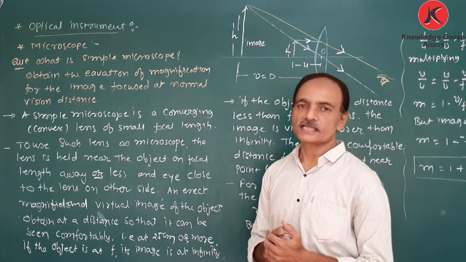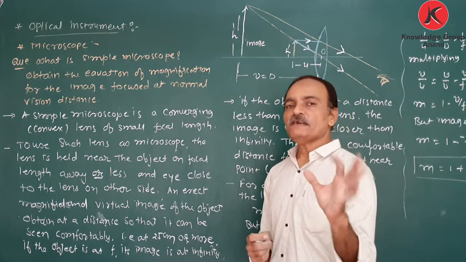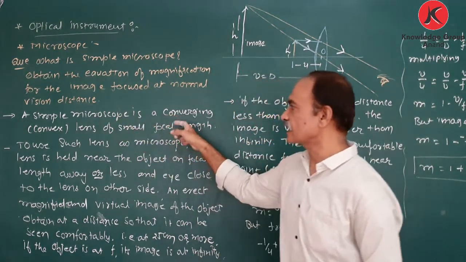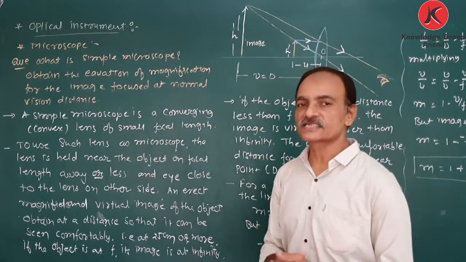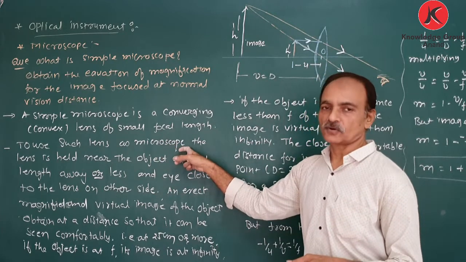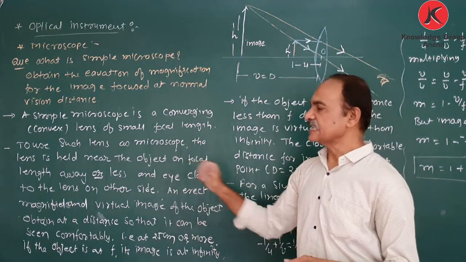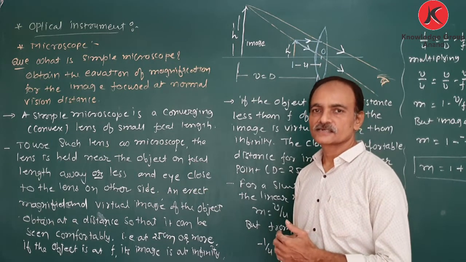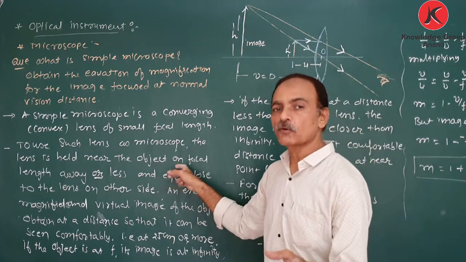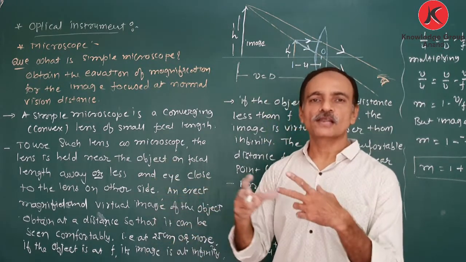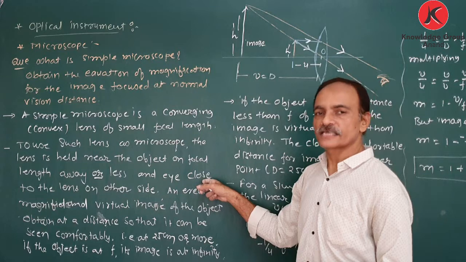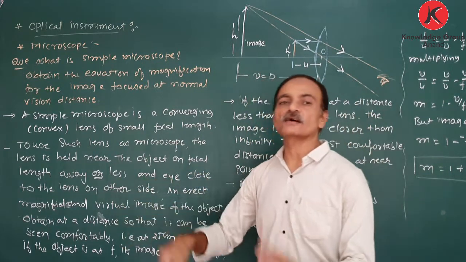A simple microscope is a converging, or convex, lens of small focal length. So a convex lens acts as a simple microscope. To use such a lens as a microscope, the lens is held very close to the object, with the object at the focal point or at a distance less than the focal length. The eye is kept very close to the lens on the other side.